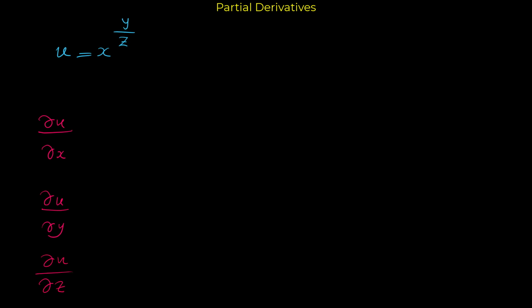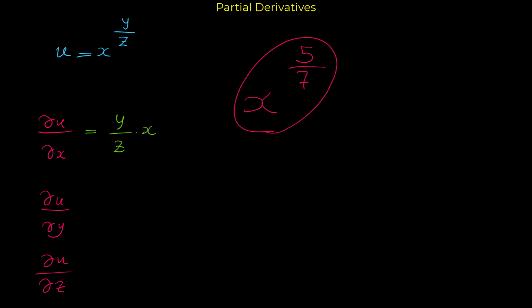When you want to find partial derivative of this expression with respect to x, y and z are constant. So this is similar to x to the power of 5 over 7, something like that, because x is the variable. How you find the derivative of this? Simply you bring the power down, so do the same thing here. So the partial derivative would be y over z times x to the power of y over z minus 1. And that's it. This is the answer.